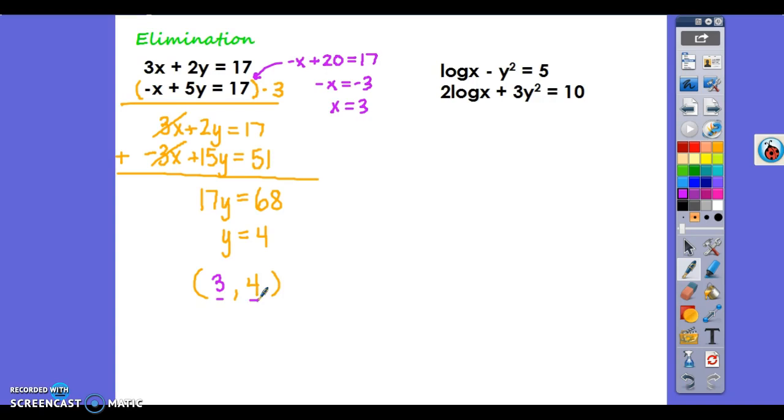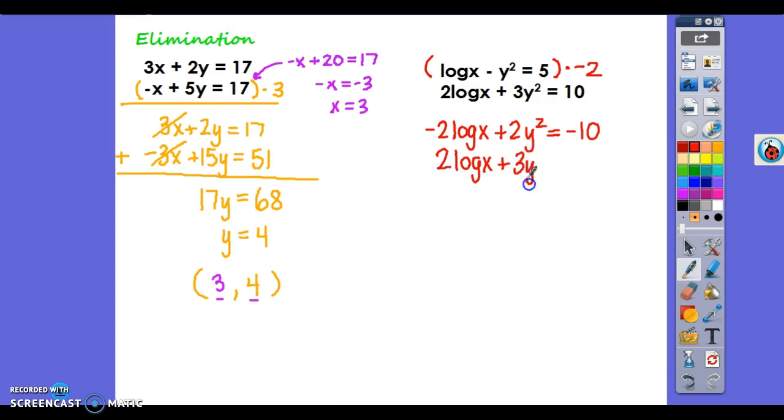Now this one's just kind of ishy looking. I'm tempted to graph it because I don't know what these look like, so I want to use my calculator, but I don't need to. Do you see how it's really set up nicely for an elimination method? One of my options, I could multiply that by negative 2. So the top one is negative 2x plus 2y squared, negative 10. And here's my second equation unchanged. When I add them together, there go the x's.